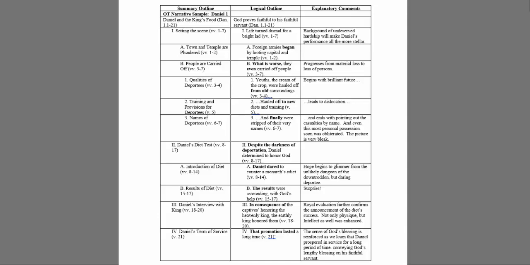Subpoint 1a, foreign armies began by looting capital and temple. So Jerusalem is looted. And then notice the connective, that is the bold words in 1b. What is worse? As soon as you read that, it's telling you you've got to pay attention to what happened last in order to appreciate this. What is worse, they even carried off people. Not only loot, material gems and things, wealth, but they kidnapped people. This is where we are reflecting and helping to make explicit the dynamic development in the passage, making sure no one misses it. These bold words then are connectives.